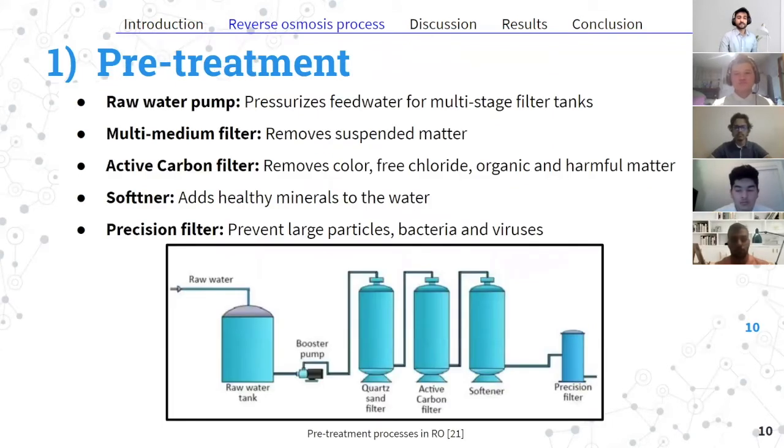So raw water is first extracted from natural resources, such as the ocean. Before it is pumped through the membrane, raw water goes through a series of filters that remove large impurities from the water. This includes a multimedium filter, active carbon filter, softener, and lastly, a precision filter.